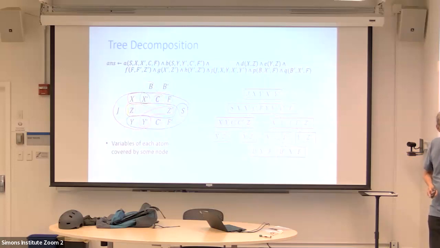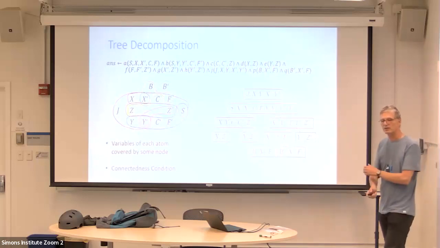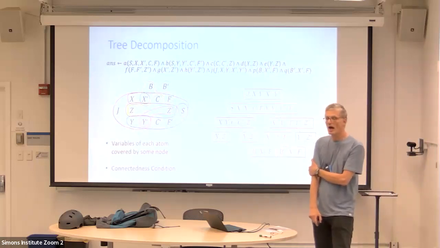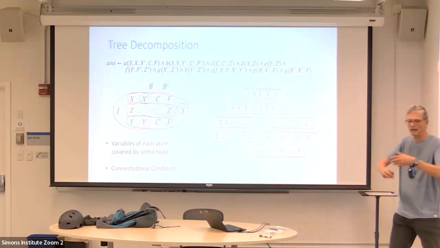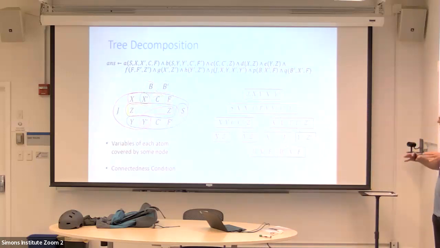But the bag may be bigger. Maybe bigger, yes. Covered just means subset relationship. It does not mean exact covering. And then we again have the connectedness condition. Absolutely, yes. The condition really is just that there must be at least one node which covers all of the variables occurring in an atom. And this must be the case for every atom.